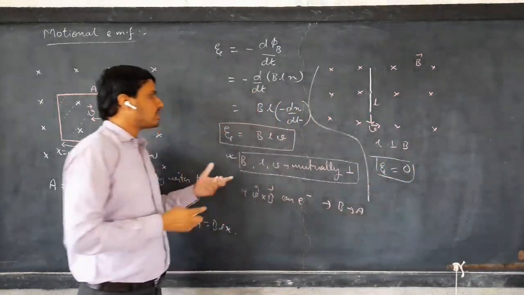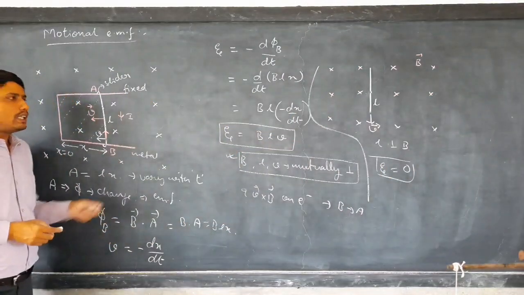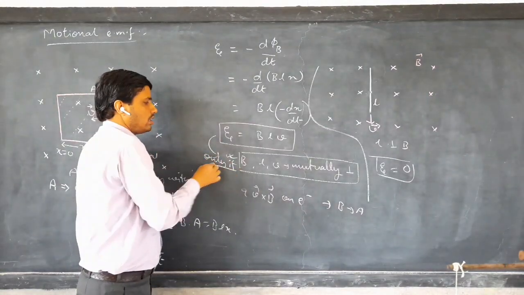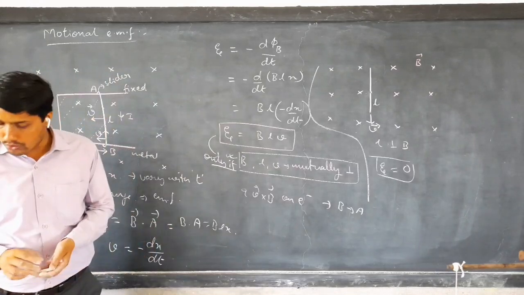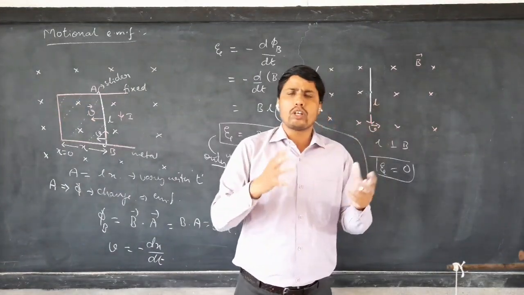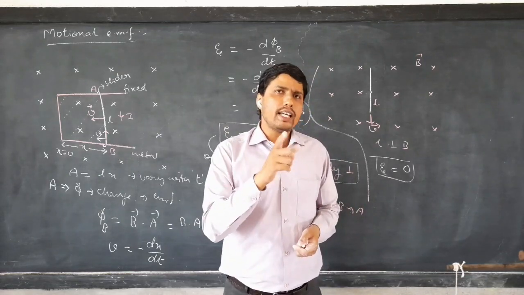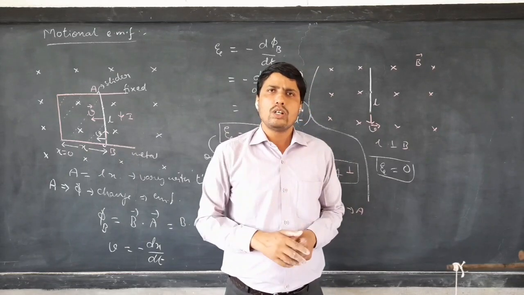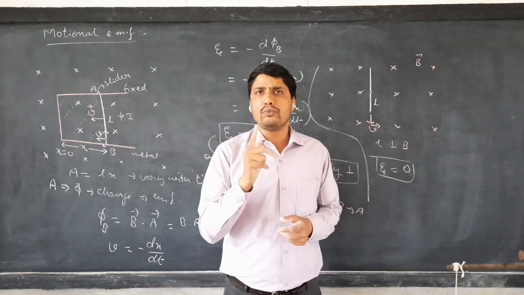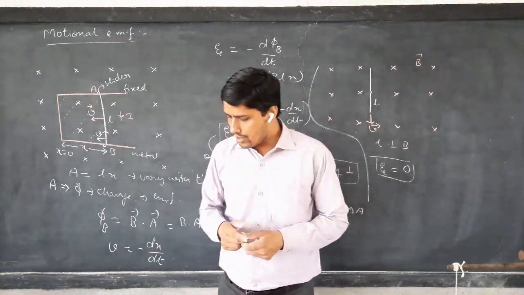So don't just bluntly apply this formula BLV. This formula you will apply only if all of these three are perpendicular to each other. If they are not perpendicular, tilted, making an angle of 30 degree, 45 degree or so, then take that component which is perpendicular to the other components. All those three, the components of B, V and L must be perpendicular to each other.